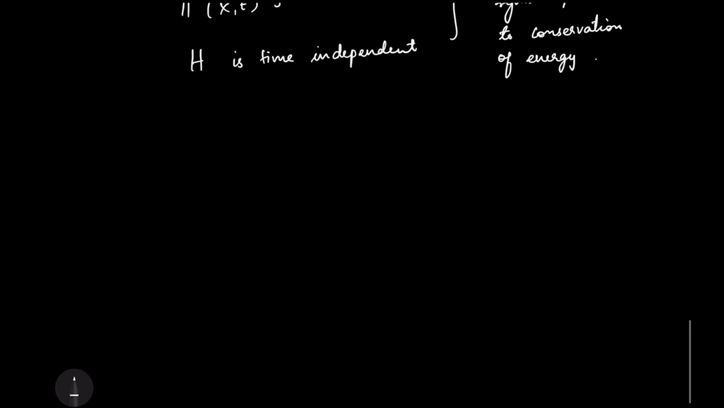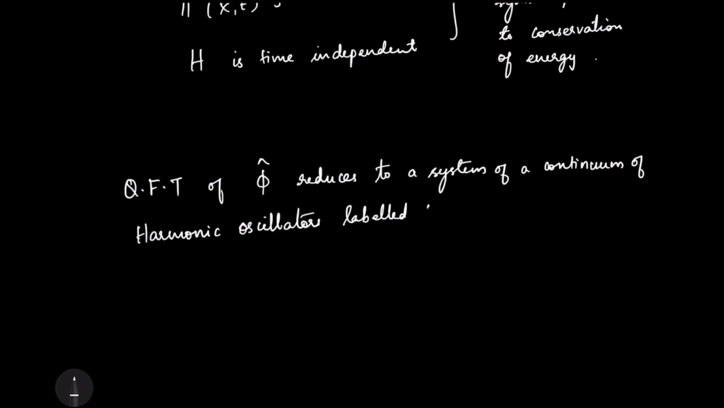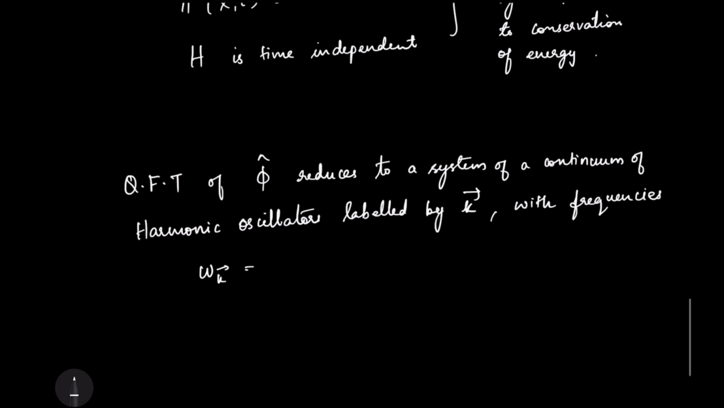Therefore, I can make the comment that the quantum field theory of the field phi reduces to a system of a continuum of harmonic oscillators labeled by k with frequencies omega k is equal to root of k square plus m square.